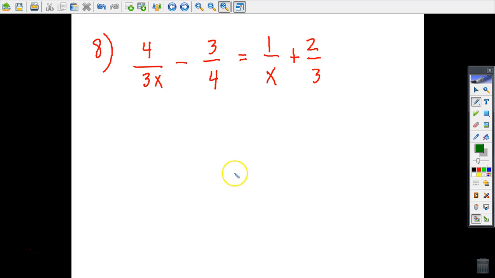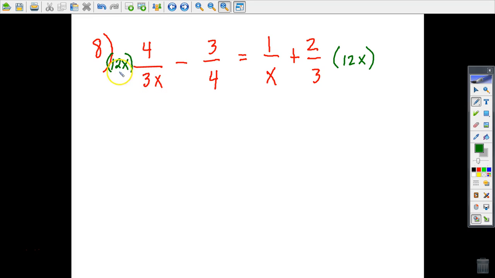Okay, this is our last example. Let's see if we can find an LCD out of all this, the lowest possible term that all four of these can divide into evenly. And it looks like that's going to be 12x. The lowest number that both 3 and 4 will divide into is 12. And I've got to include x as my LCD because otherwise I could not divide two of these denominators into the LCD. Okay, so I'm going to multiply both sides of the equation by 12x.